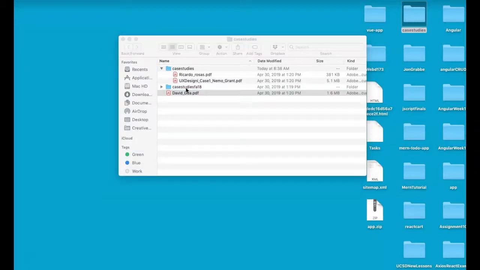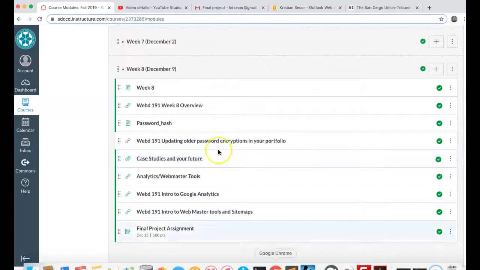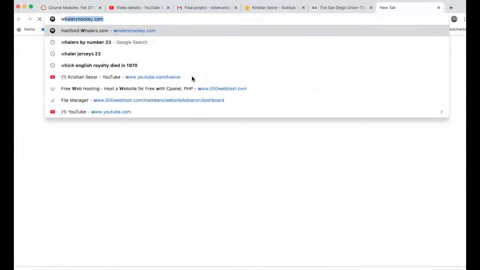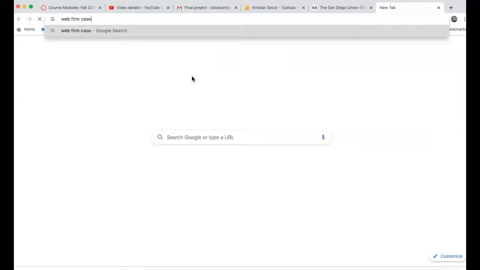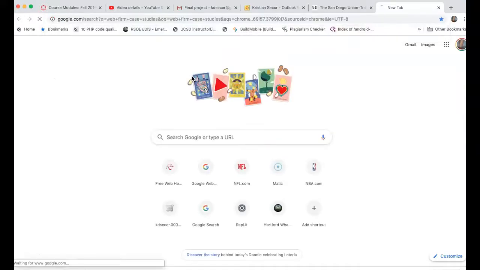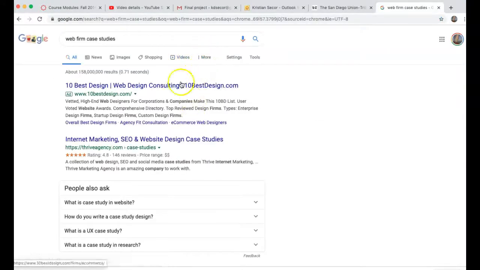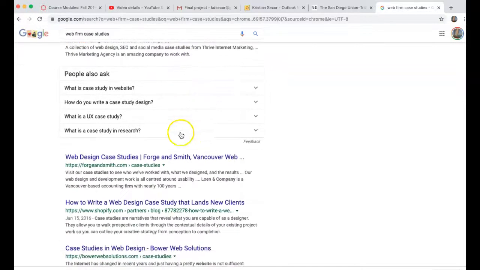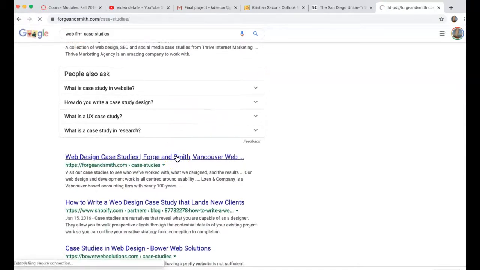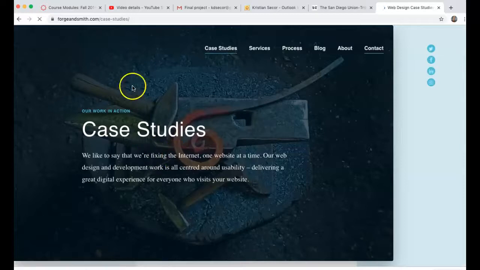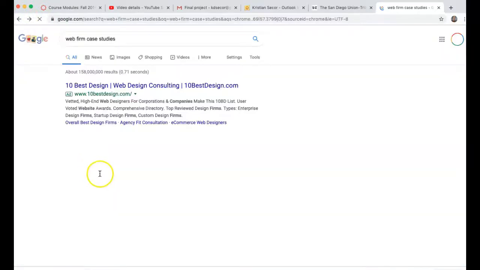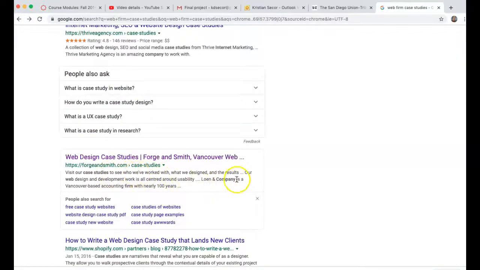You'll see these are really popular if you were to, let's say, Google web firm case studies, because you are basically web firms, whether or not you're solo or not. So web firm case studies, they'll show a few of these. Like this, if you see the front of this, it says, visit our case studies to see who we work with, what we design, and the results.